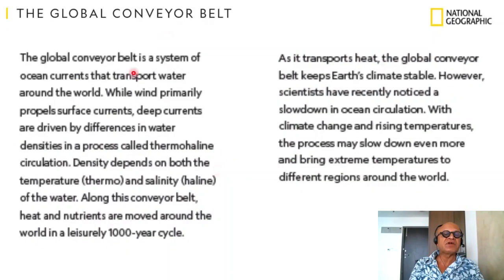So the global conveyor belt is a system of ocean currents that transport water around the world, while wind primarily propels surface currents. Deep currents are driven by differences in water densities in a process called thermohaline circulation. Density depends on both the temperature and salinity of the water. Along this conveyor belt, heat and nutrients are moved around the world in a leisurely 1,000-year cycle.